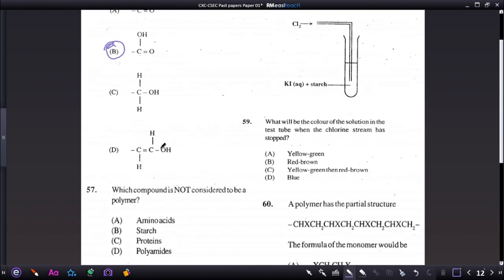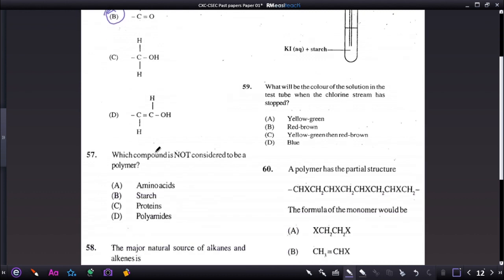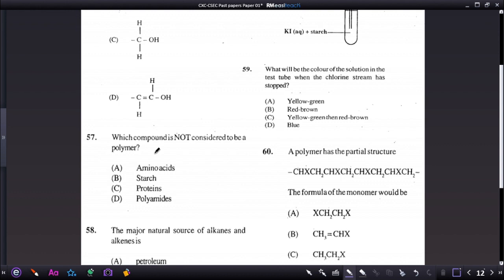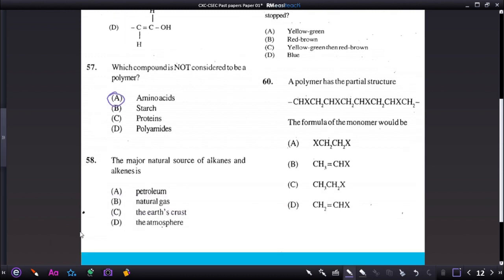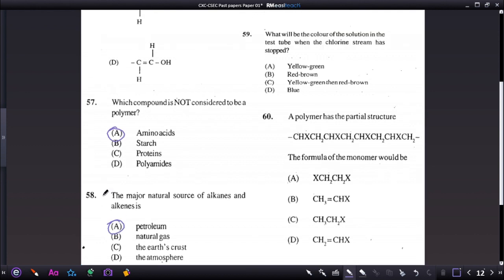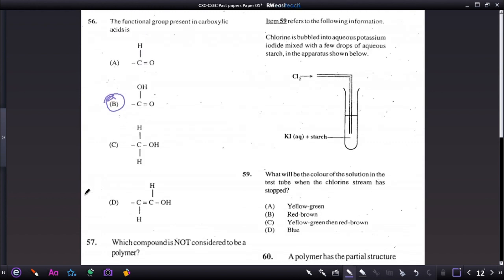57. Which compound is not considered to be a polymer? Alright, so amino acids are monomers. They are precursors for polyamides or proteins. 58. The major natural source of alkanes and alkenes is petroleum. Alright, when petroleum is cracked, it produces both alkanes and alkenes.